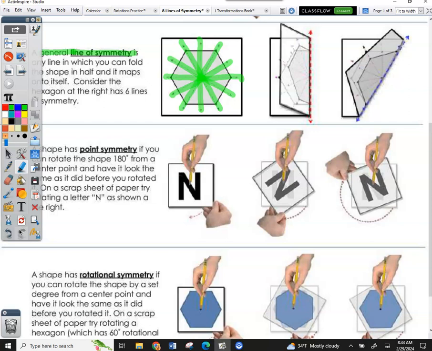Okay, which brings us to a couple of new ones. We've got rotational symmetry. There's one type of rotational symmetry that is very specific, and it's when it can be rotated 180 degrees and it matches up. Rotational symmetry of 180 degrees has a buzzword. It's called point symmetry.